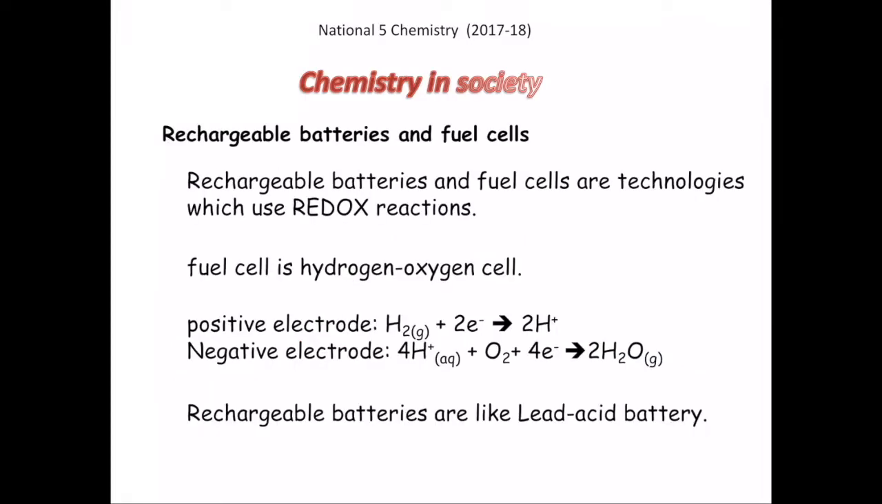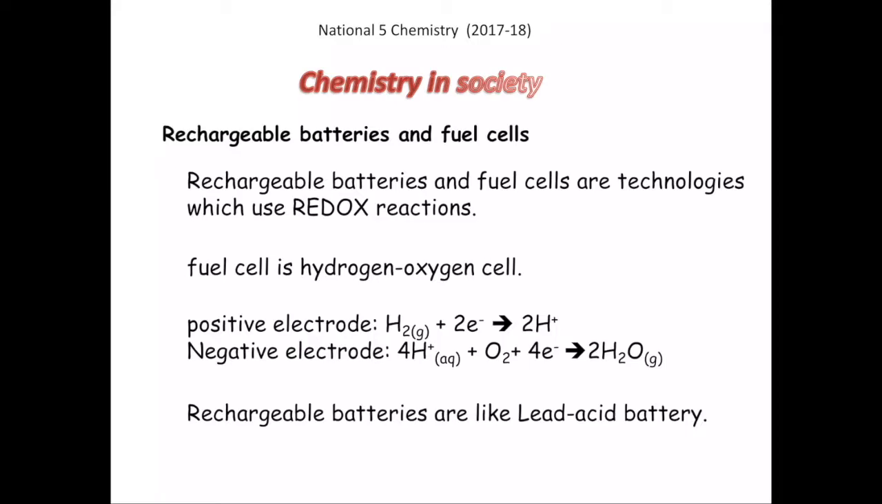Next we have rechargeable batteries and fuel cells. In this topic, you just need to remember what the technology used in rechargeable batteries and fuel cells is. Both are based on technologies which use redox reactions, which is reduction and oxidation going on simultaneously. Rechargeable batteries are those which can be recharged continuously. In this, chemical energy gets converted into electrical energy, and then again electrical energy gets converted into chemical energy.